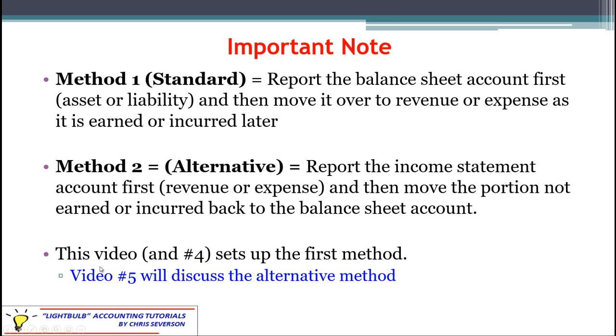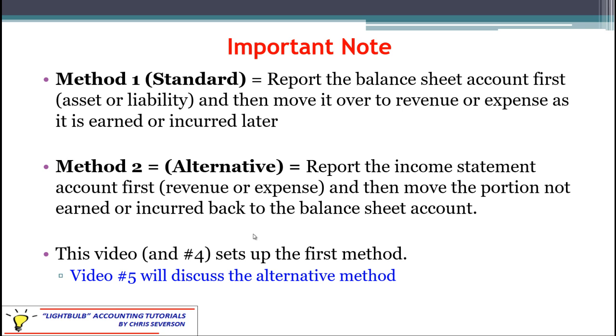So this video, number 3, and number 4, where we discuss the adjusting entries themselves, basically sets up the first method. And then we'll come back in video number 5, and we're going to see the entirety of the alternative method. So that's just the point I want to make here. A lot of textbooks start off with the standard method, but then a lot of times they'll maybe have an appendix discussing the alternative method.